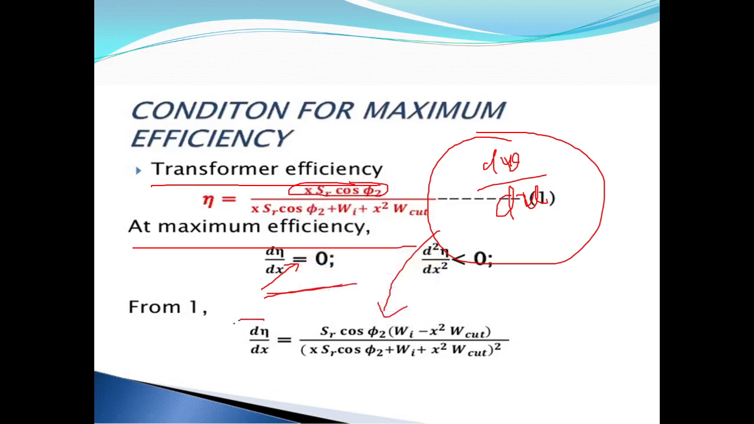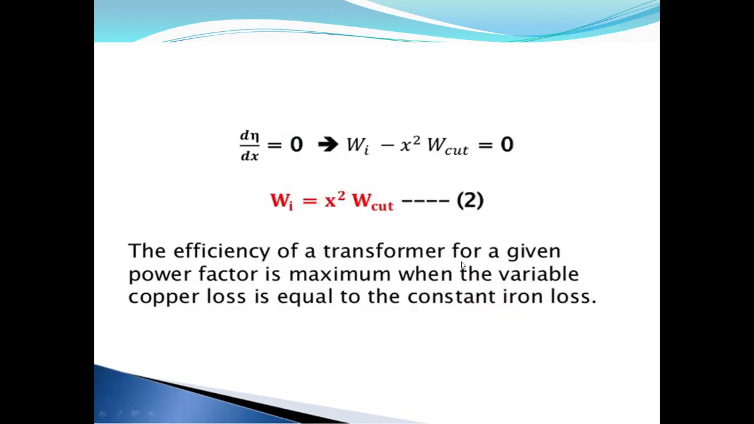So in order to make this parameter equal to 0, we are equating the numerator to 0. We all know that the output power is not equal to 0. So the remaining factor, that is (Wi minus x square into Wcu), is the one that has to be 0. So from the equation I am rewriting it as: Wi minus x square into Wcu.